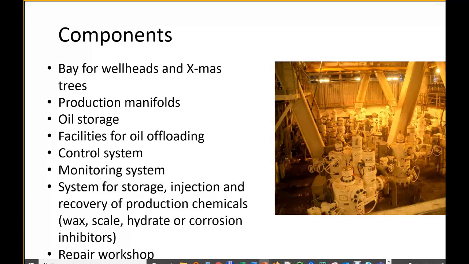Control system, monitoring system, and also a system which is very important for storage, injection, and recovery of production chemicals. Okay, that we need. That's the flow assurance part we will see later, but we need wax inhibitor, scale inhibitor, hydrate inhibitor, corrosion inhibitor. We have all kinds of chemicals we mix with the hydrocarbon fluids to avoid these flow assurance problems. And we might also have a repair workshop.